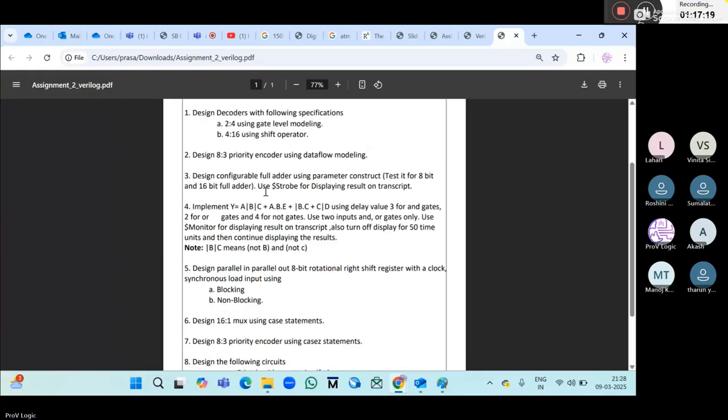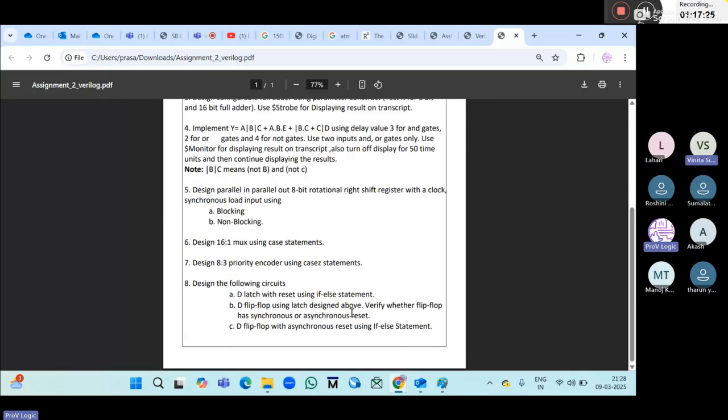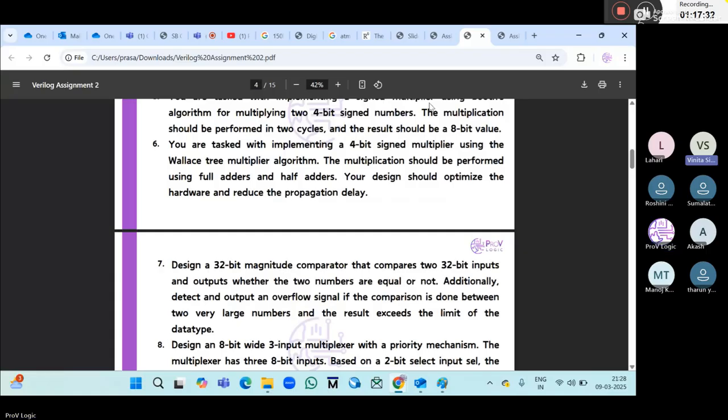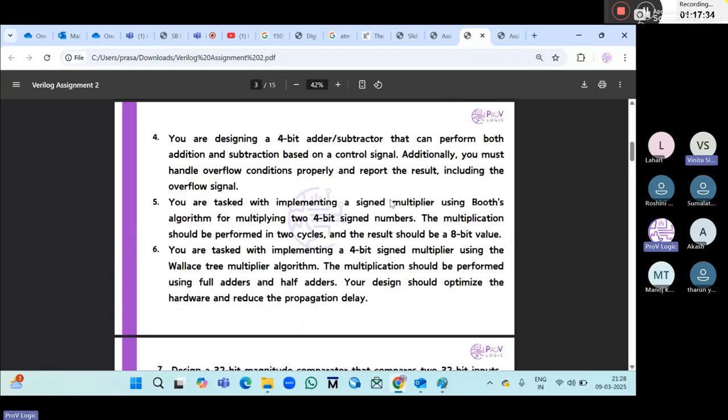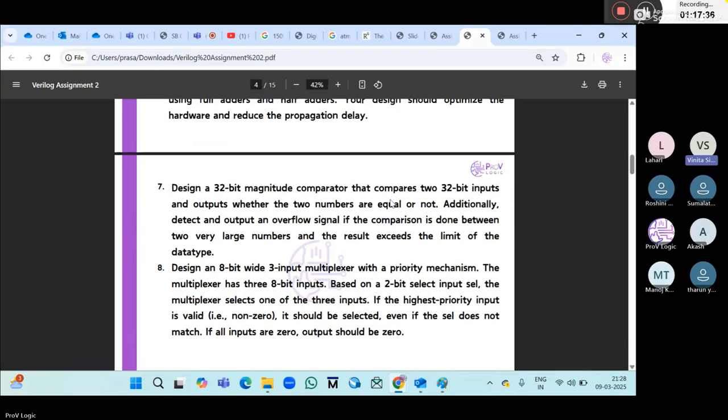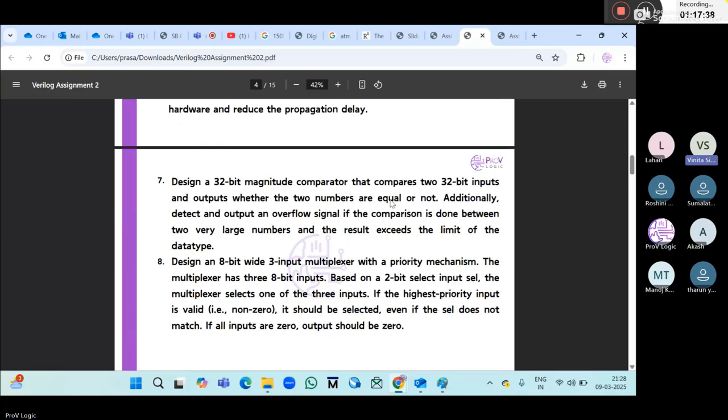Like design a decoder, priority encoders, these types of assignments. That is there in Verilog assignment one, like designing a priority encoder and those things, that is fine. I mean, just the algorithms we don't know. I think that's why. If you see, all the ones down below are advanced, and the questions further down are nice.